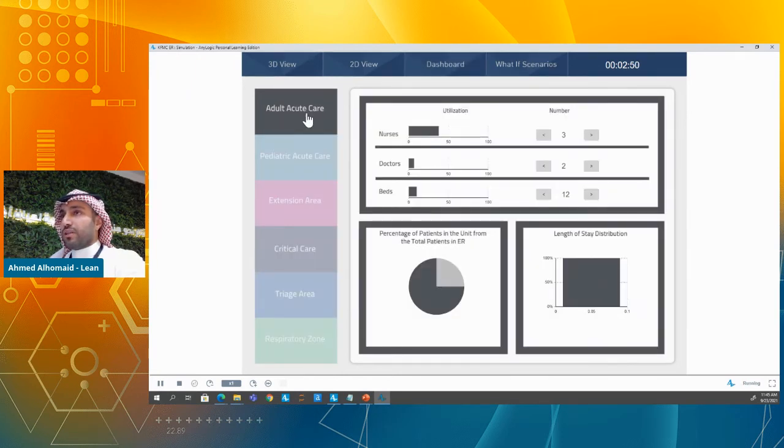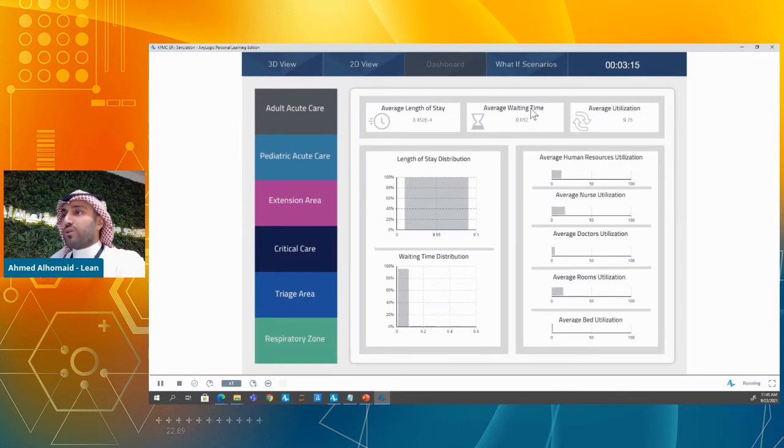We can click, for example, the acute care, and in the acute care, we can know the length of stay distribution, in addition to the percentage of patients in the unit from the total patients in the ER, and in addition to the utilization. And in that unit, we can see what would happen if we add one nurse. How would that impact the average length of stay? In addition to the average length of stay, we're reporting the average waiting time in the ER department, as well as the average utilization and the distribution of utilization of each type of health resources.